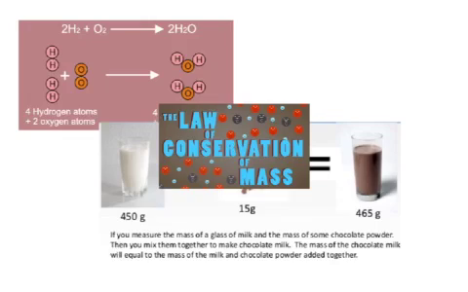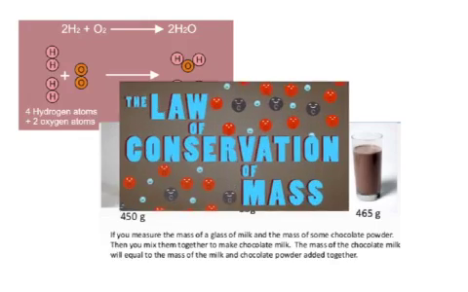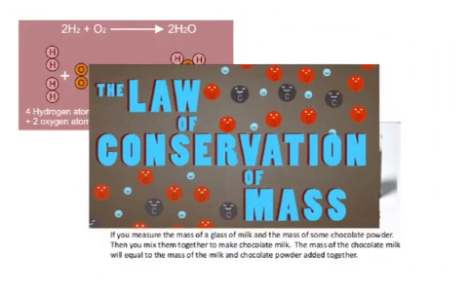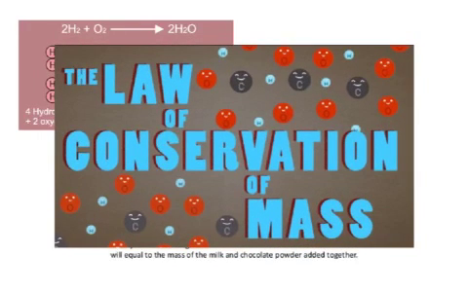This concept is called the law of conservation of mass. The law of conservation of mass states that nothing can be created or destroyed, only changed. And that's why we count to make sure that an equation is balanced on both sides and that the atoms are equal on both sides, in the products and the reactants.